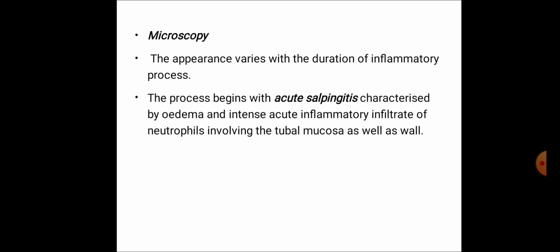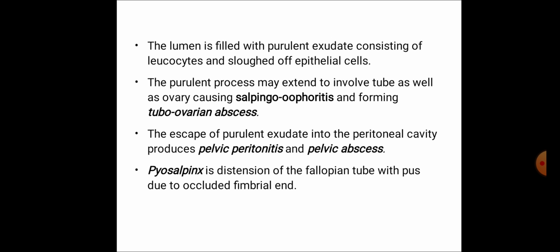The process begins with acute salpingitis characterized by edema and intense acute inflammatory infiltrate of neutrophils involving the tubal mucosa as well as wall. The lumen is filled with purulent exudate consisting of leukocytes and slough of epithelial cells. The purulent process may extend to involve tube as well as ovary, causing salpingo-oophoritis and forming tubo-ovarian abscess. The escape of purulent exudate into the peritoneal cavity produces pelvic peritonitis and pelvic abscess.